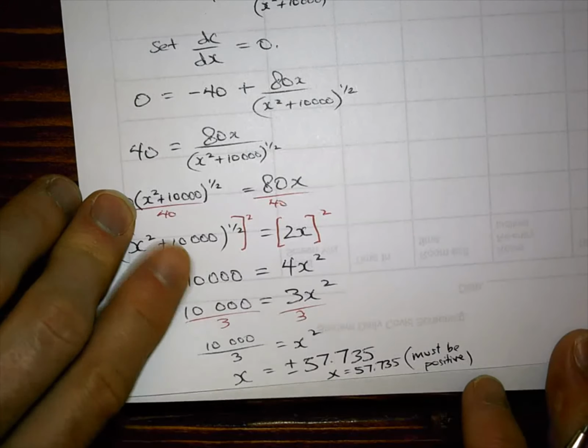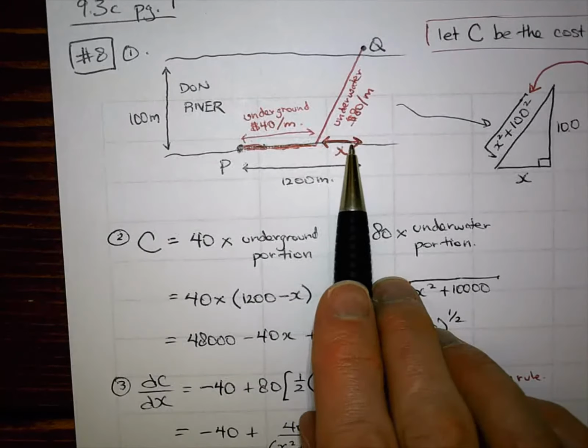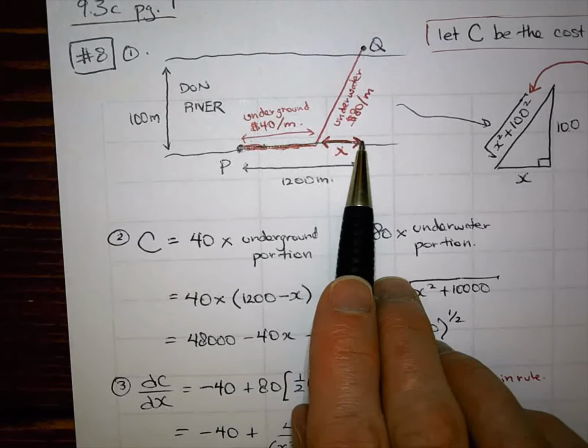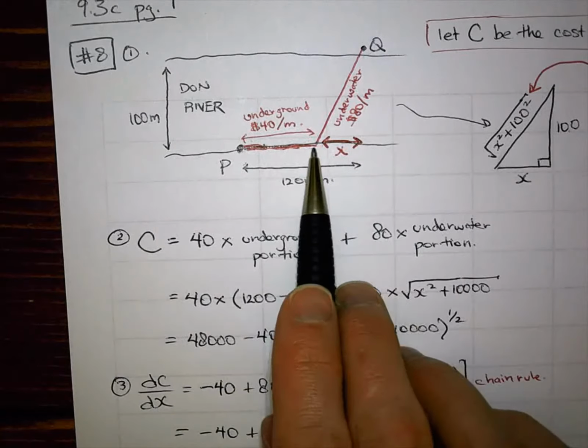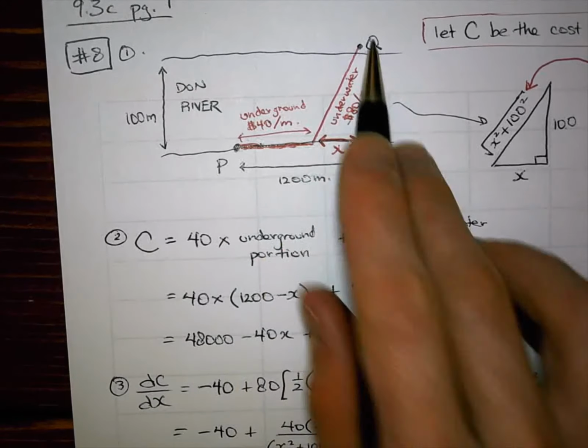Why does it have to be positive? Well, remember, x is the distance, kind of, where I make the jump. So 57 meters. It can be negative. I mean, it could be negative. It would be out here then, which doesn't seem to make much sense. So that would maybe maximize my costs.